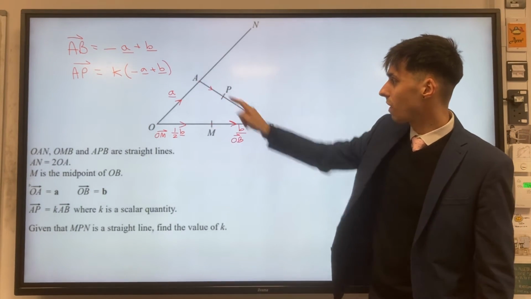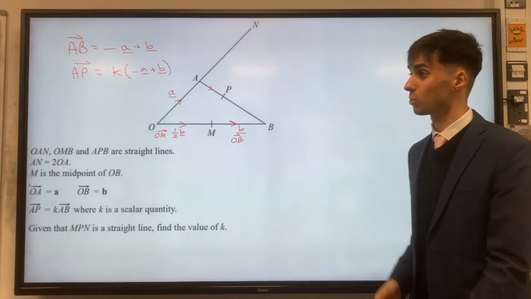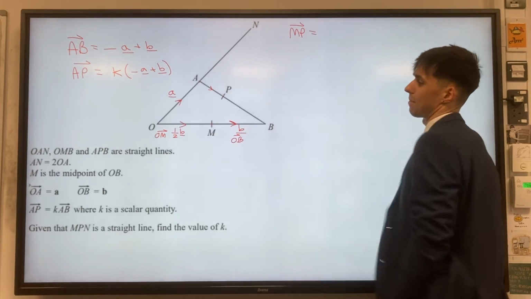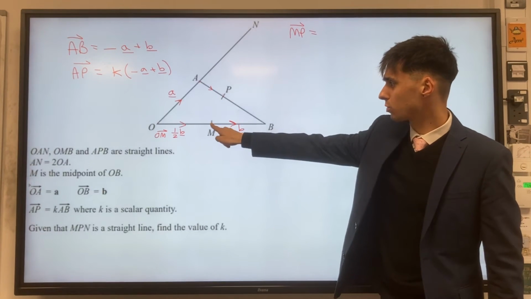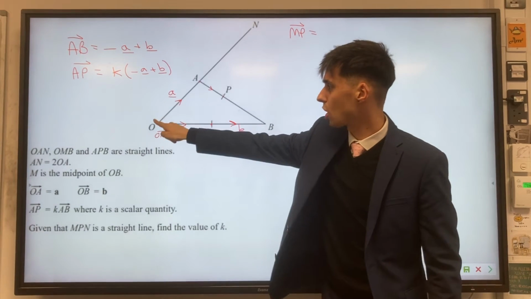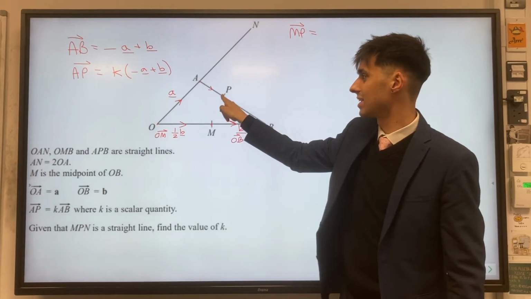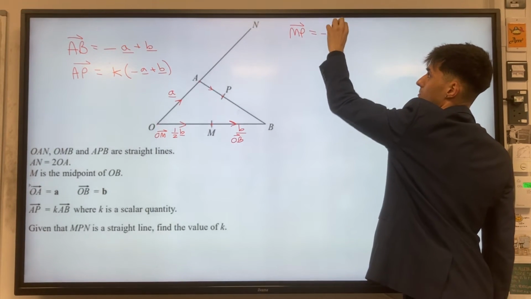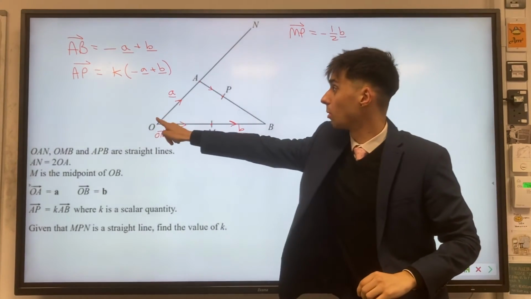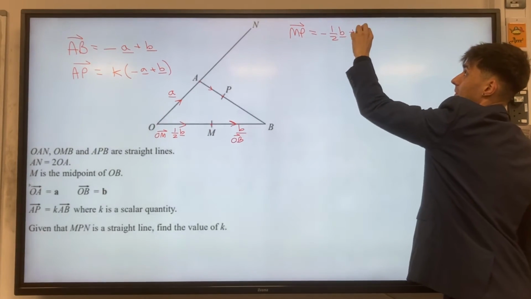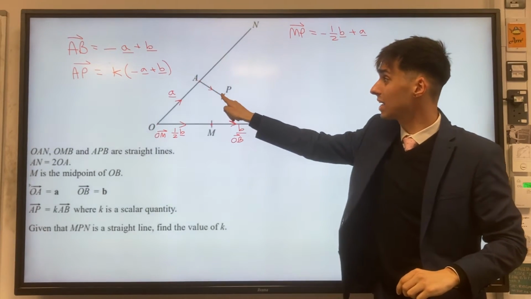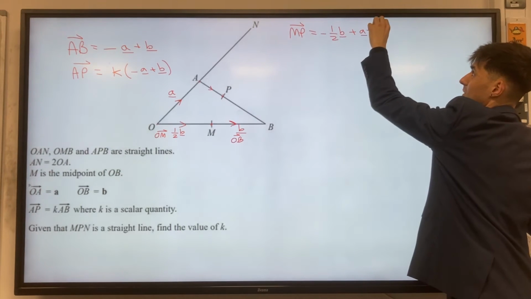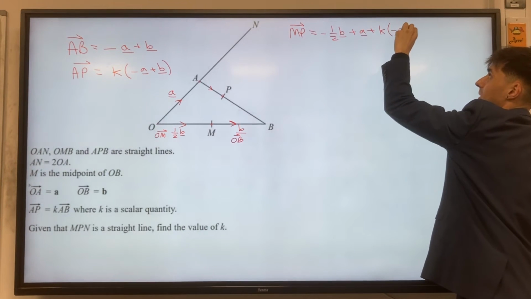We want to find the vector M to P first of all, because that's one of our parallel vectors. So let's think about how we go from M to P. Our route from M to P, we're going to have to go from M to O, O to A, and A to P. So from M to O will be minus a half B. From O to A is just vector A. And then from A to P, this is going to be our K brackets minus A plus B. So plus K(minus A plus B).